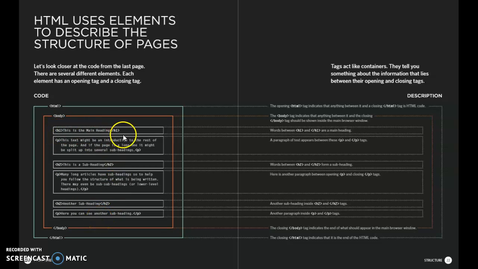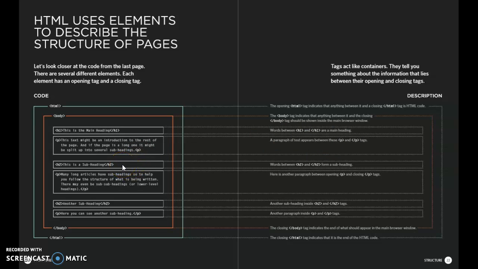We have H1 and the closing H1 next to it. Words between the H1 and closing H1 tag are a main heading. We have a paragraph tag, which just has a P. The paragraph of text appears between these P tags, the P, and then this one should have a /. That was an error on the book's part.